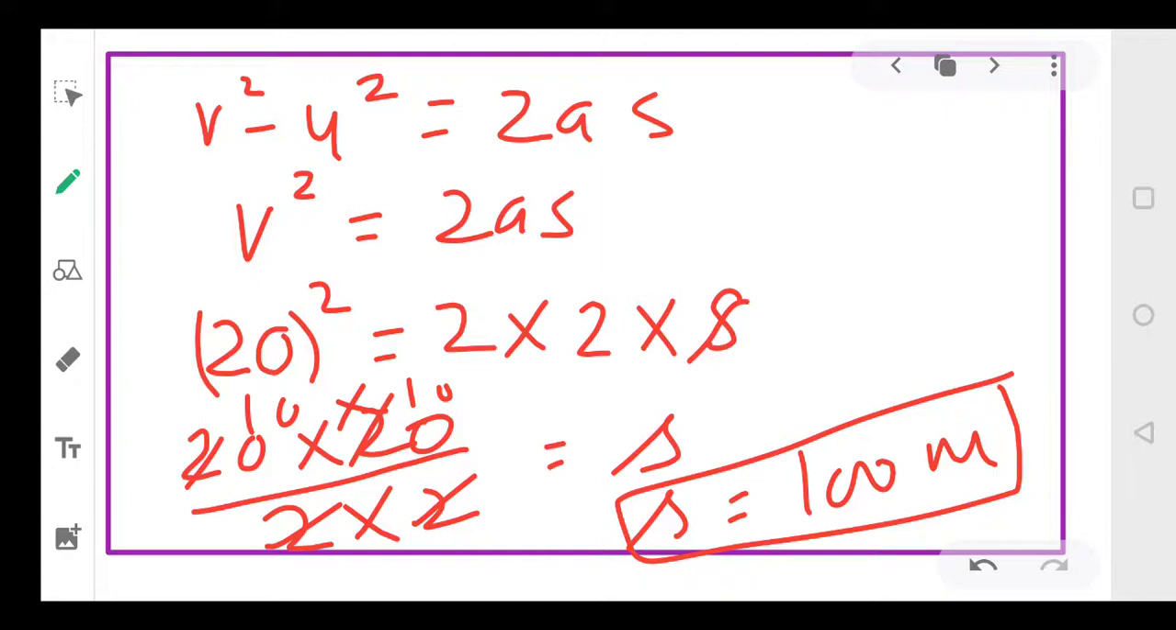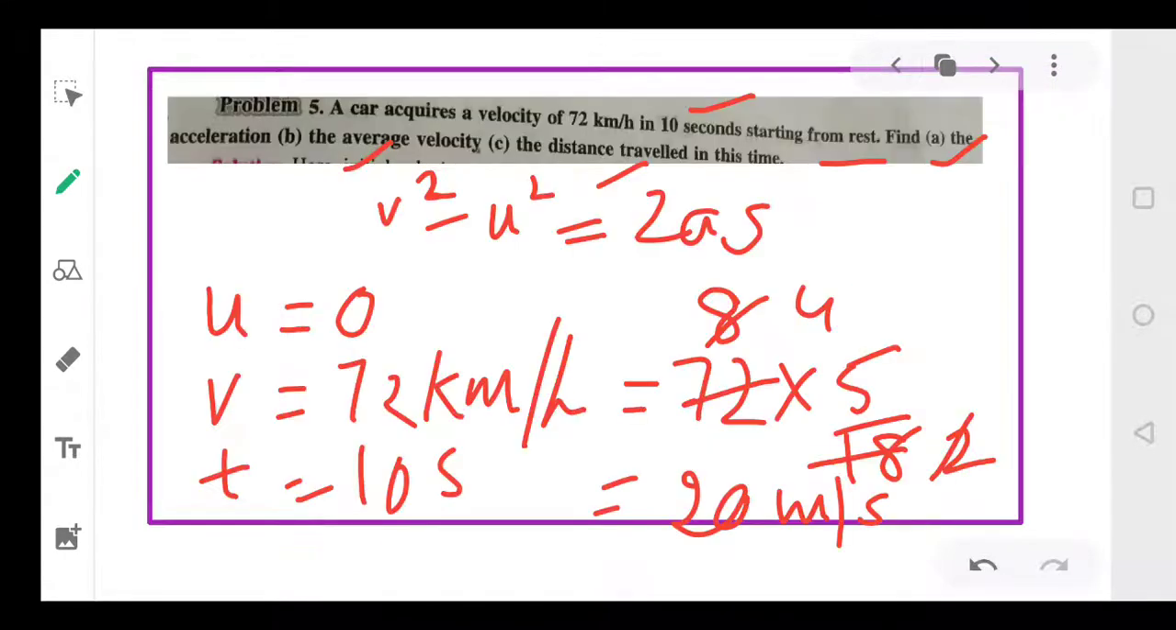Okay everyone? I hope this is clear. Let's see the numerical again. See, we have been given u is equal to 0. V is 72 km per hour. We have to convert it into meter per second, that is 20 meter per second. Time is 10 seconds. So we have to calculate a, we have to calculate average velocity, and we have to calculate s.